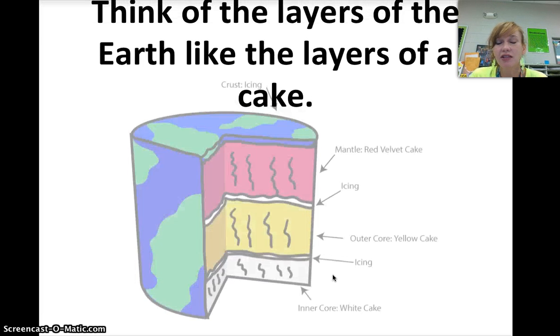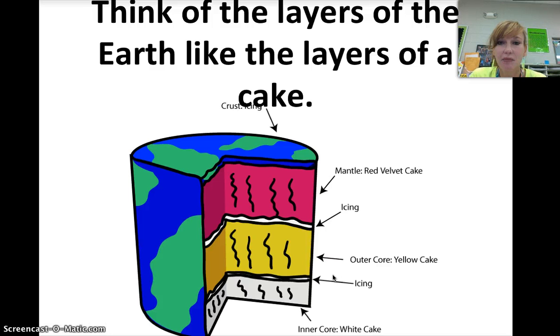So if we think of the layers of the Earth like a cake, on top of the cake, if it's a good cake, it has icing. And so that would be like the crust of the Earth. Very thin, just a little bit of layer on top. It's where your toppings are, it's where your decorations are. It's on Earth, it's where all the things on Earth sit on the crust. Even the ocean is on top of the crust, so the water sits on top of that.